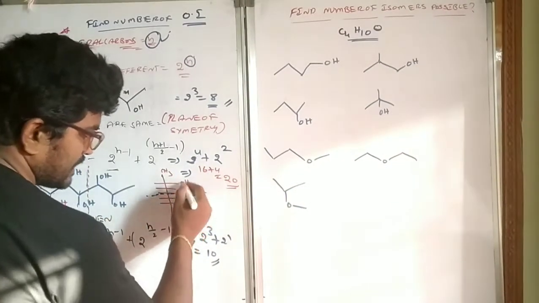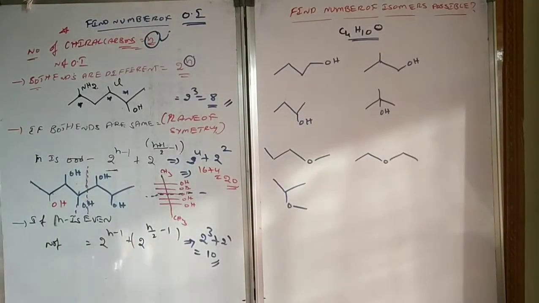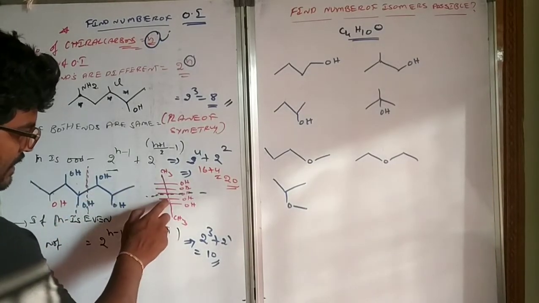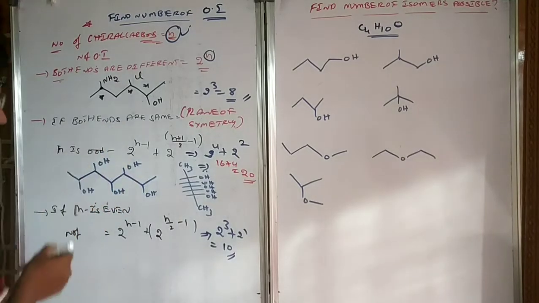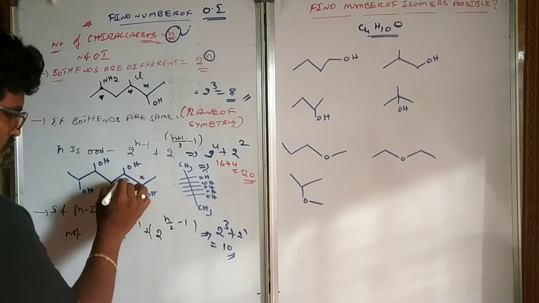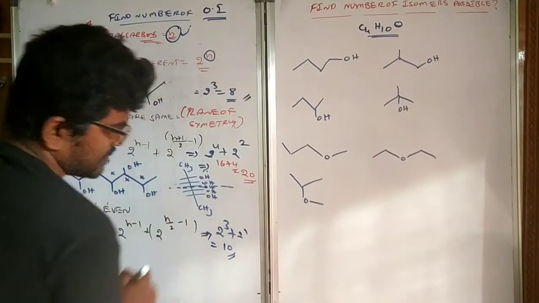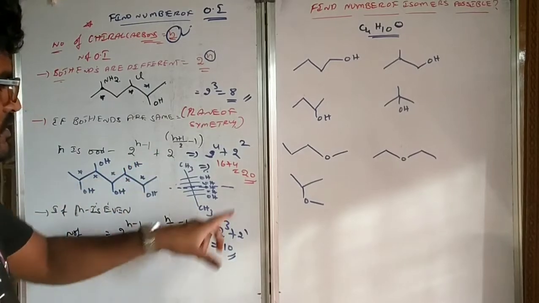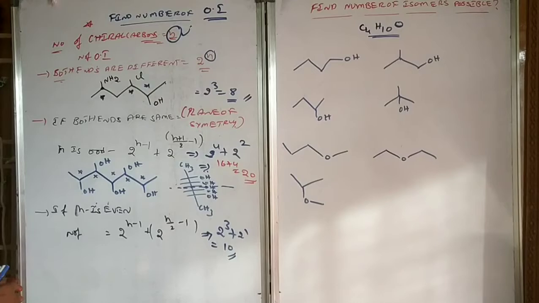Here you can draw a plane, which will divide it equally, and n is odd. Chiral carbons are odd: this is one chiral carbon, this is one chiral carbon, this is one chiral carbon, and this is one. In this case 5 chiral centers are there, 1, 2, 3, 4, 5, and there is a plane of symmetry. So in this kind of compound you have to use this formula, and you will get the 20 optical isomers. And finally you see this thing.